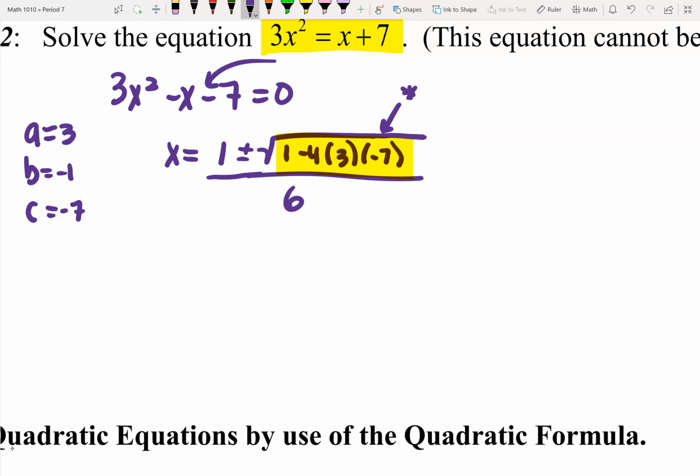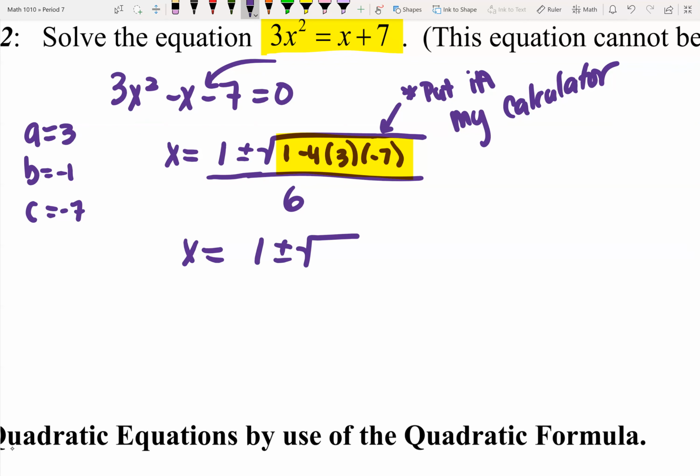Write a note to yourself, put an asterisk, and write down, put in my calculator. So you didn't write it as something squared, and you're going to just stick that thing right in your calculator. Grab your calculator and go 1 minus 4 parenthesis 3 close it, parenthesis negative 7 close it, enter, and you get 85. So now underneath that, write x equals 1 plus or minus the square root of 85 all over 6.